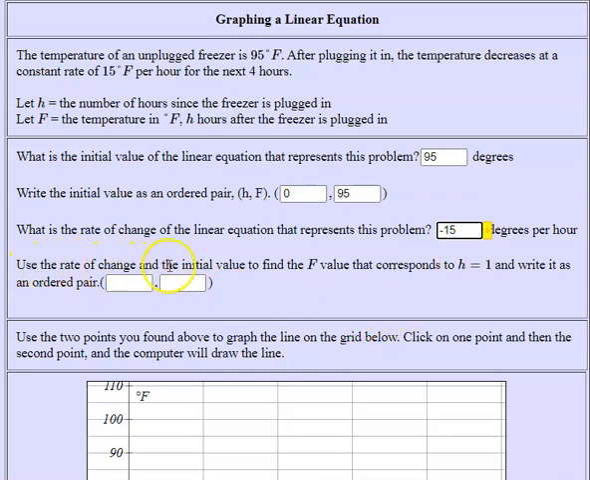Now we're asked to use the rate of change and the initial value to find the F value that corresponds to H equals 1 and write it as an ordered pair. Okay, so we're given an independent variable value, H equals 1. And now let's recall how linear equations work. When the independent variable increases by 1, so we go from 0 to 1, the dependent variable changes by the slope. So this is negative 15 degrees per every hour. So since this is a 1 hour change, it's going to be a minus 15 degree change for the second coordinate. So 95 minus 15 is 80.